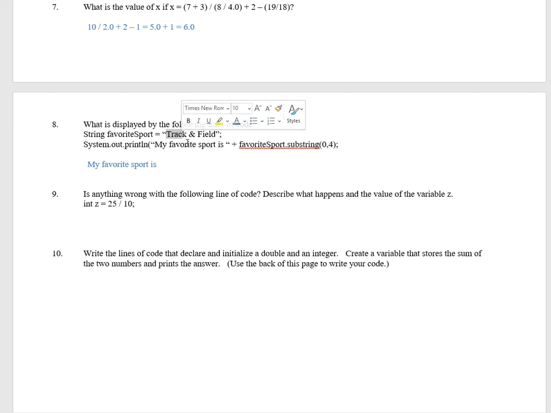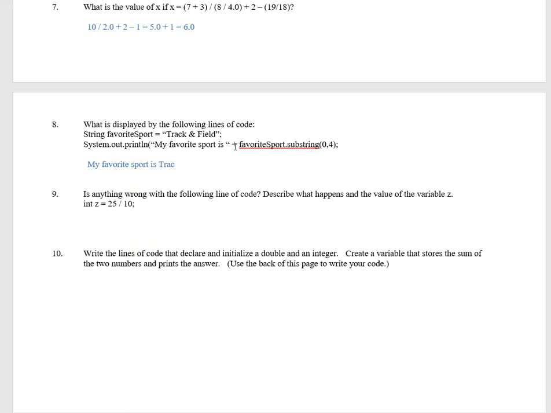I go up to but not including the K. So in this case, if I come down here, it doesn't make sense, but that's what it is. My favorite sport is track. All right, so you have to understand this substring method.